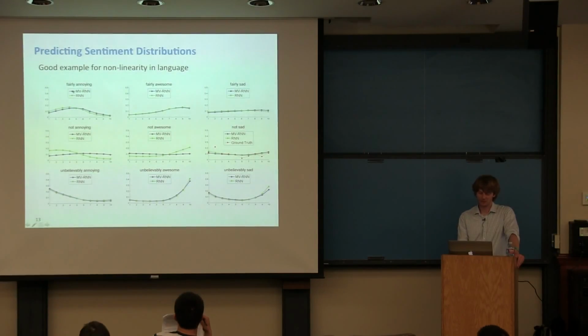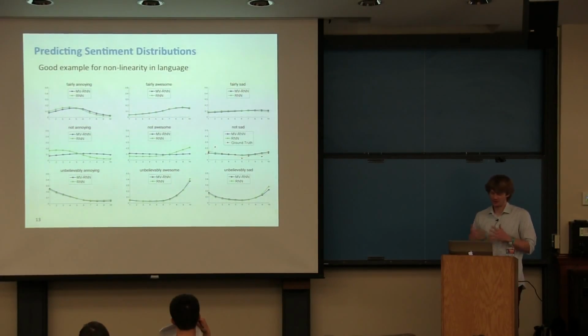And we can basically see that for a lot of things like attenuators, so fairly is a so-called attenuator, it makes things less strong. So if you say fairly with annoying or awesome or sad, any one of these adjectives, then it's somewhat less pronounced. And in that case, both of the models can predict that reasonably well. Where the MVRNN really shines is negation. In negation, you really want to change the sentiment substantially. And so for not annoying, it is much flatter for the MVRNN, and especially for not awesome here.